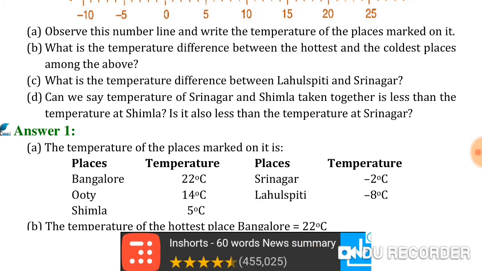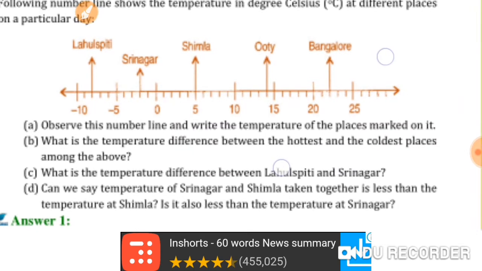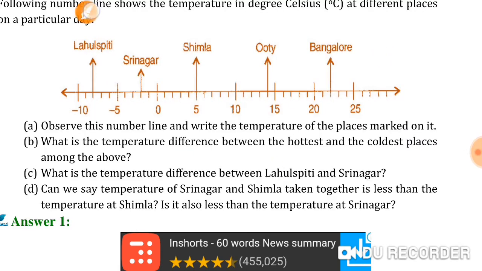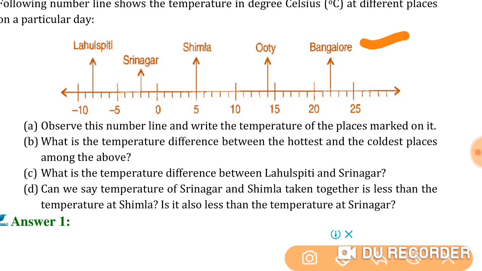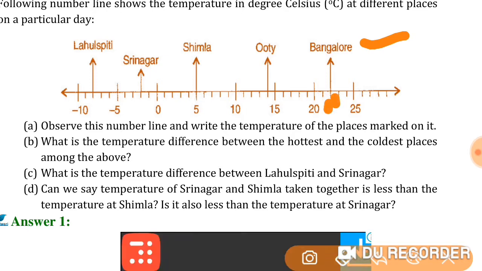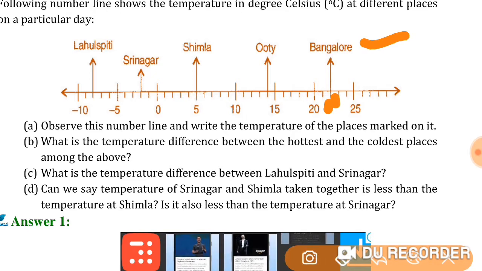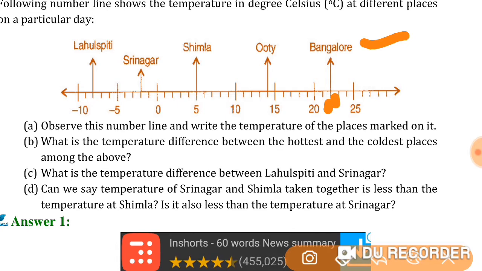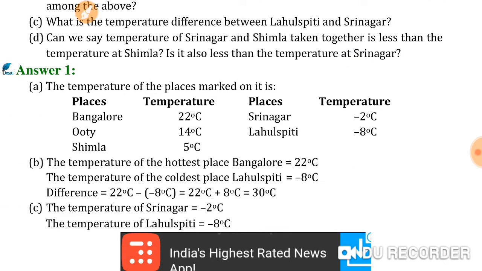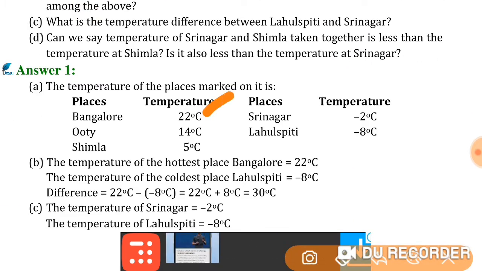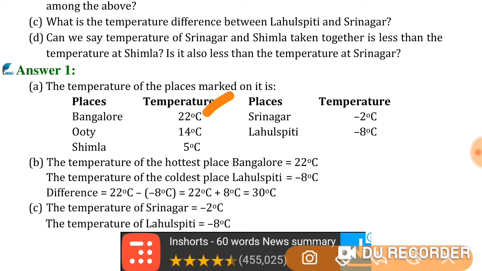We can observe Bangalore on the number line here. So where is Bangalore? Here is Bangalore. We have to count always from 0, after 5, 10, 15, 20, then 21, 22. Why is it so? Because I already said before that each line indicates 1 degree Celsius. So it is 22 degrees. Here it is written as 22 degrees Celsius.